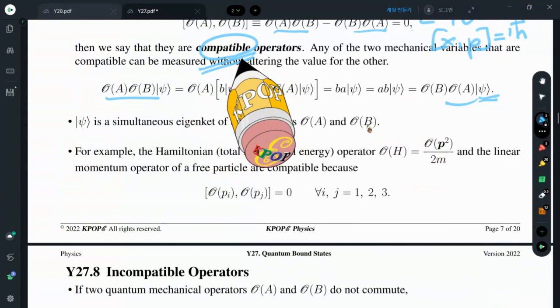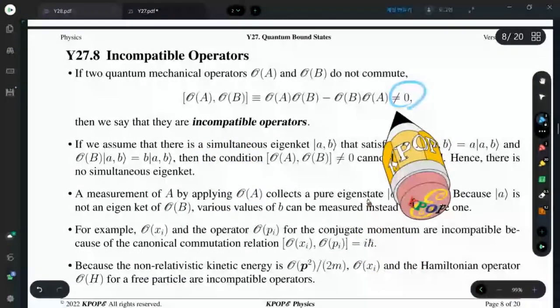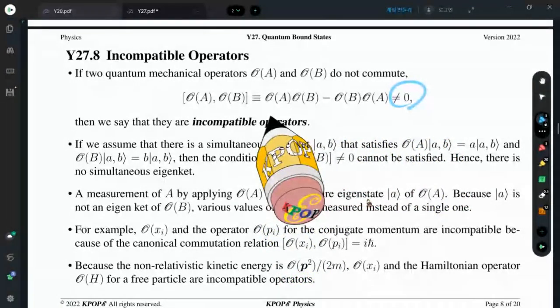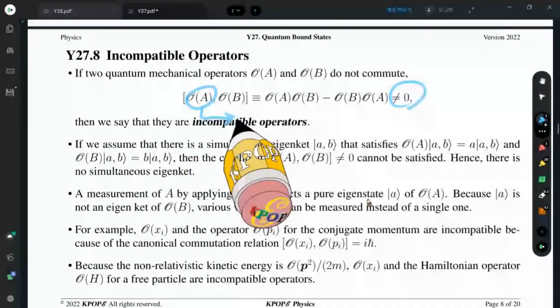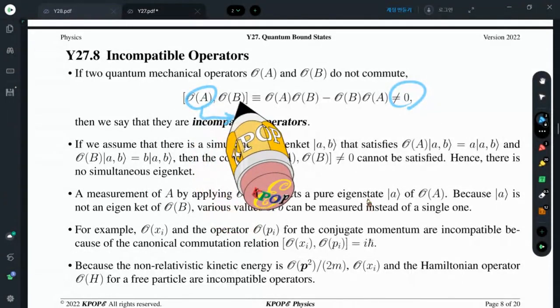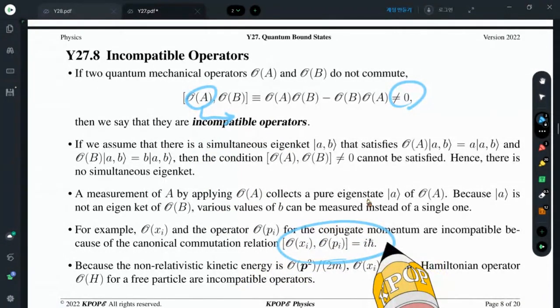However, if the operators are incompatible, just like x and p, if the commutator is non-zero, it is impossible to have the eigenvalues remaining after the operation. The operation of A does not change the eigenvalue of A. However, it does change the eigenvalue of B if these two operators are incompatible. This non-vanishing commutator is the main source of the uncertainty principle.